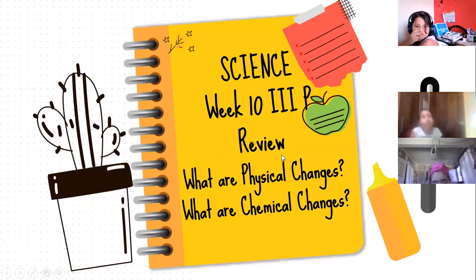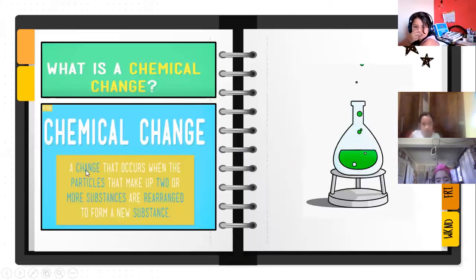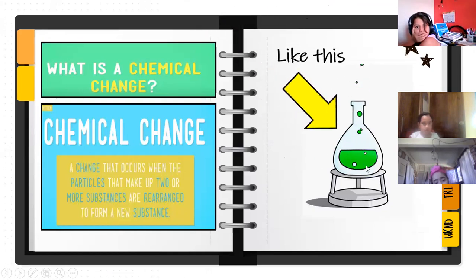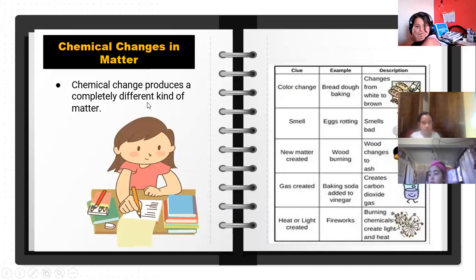Now, what are chemical changes? A chemical change is a change that occurs when particles that make up two or more substances are rearranged to form a new substance. Chemical changes in matter produce a completely different kind of matter. And you saw in the video different changes.